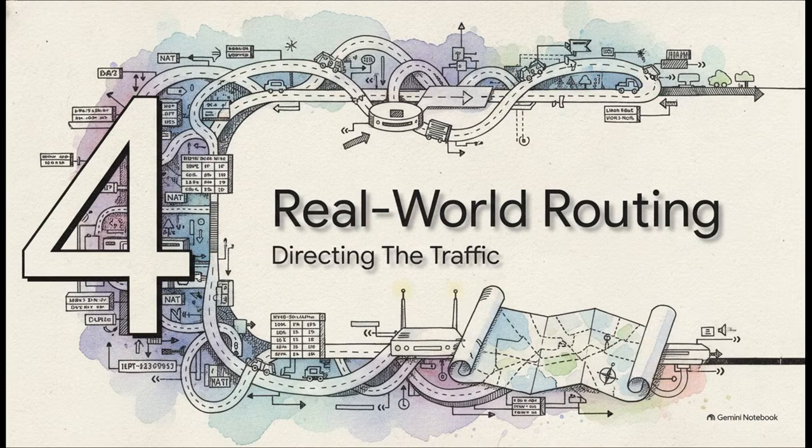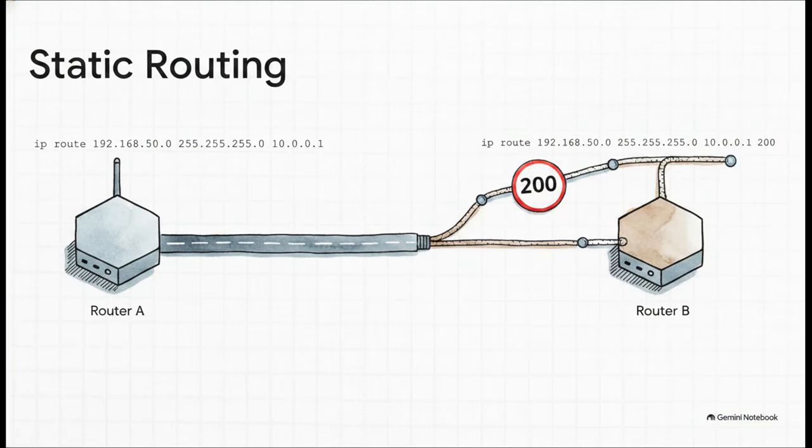Moving right along to Section 4, Real-World Routing and NAT, Directing the Traffic. Okay, to reach your remote office, you can set a primary static route. Pretty standard. But look closely at the backup floating static route, specifically that number 200 at the very end. That is the administrative distance, which is basically a trust rating. Lower numbers are trusted way more.